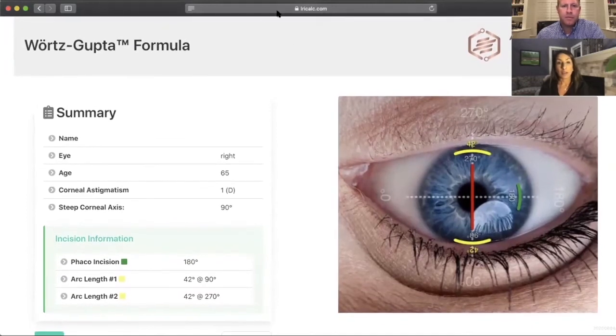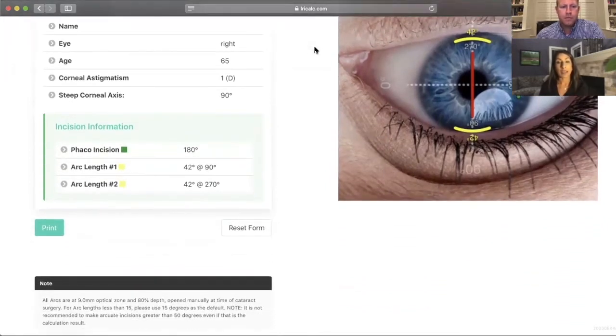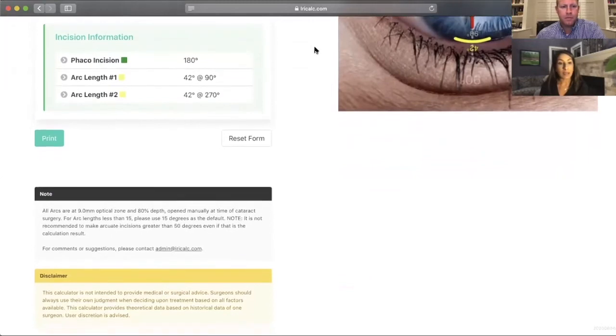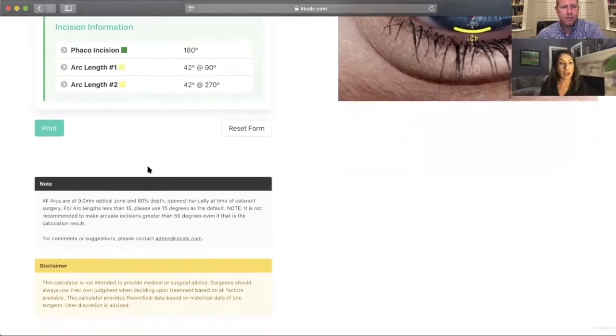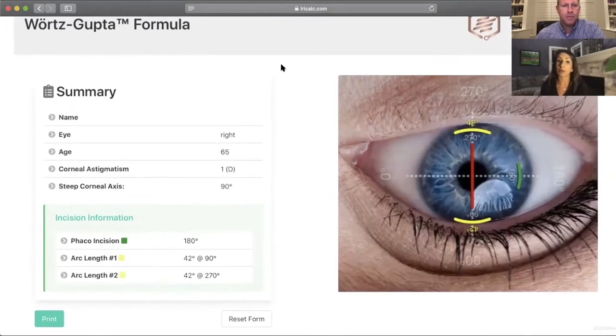A couple of other important things to remember. Once you've identified your patient with less than 1.2 diopters of corneal astigmatism, intraoperatively, all these incisions are opened and irrigated, and they are placed at the 9 mm optical zone and at 80% depth. It's really important that if you're going to use the calculator, you follow those parameters, because that's how it was studied.